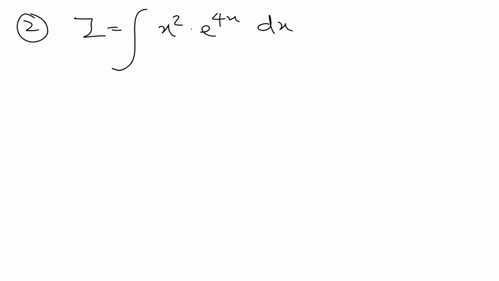Question number 2. Integration of x square e raised to 4x dx. LAE. Algebraic, exponential. x in the base is algebraic, x in the power is exponential. Do we need to interchange this? Reverse this? Yes or no? No, sir, because it follows the order: first algebraic and then exponential. So this is u and this is v.